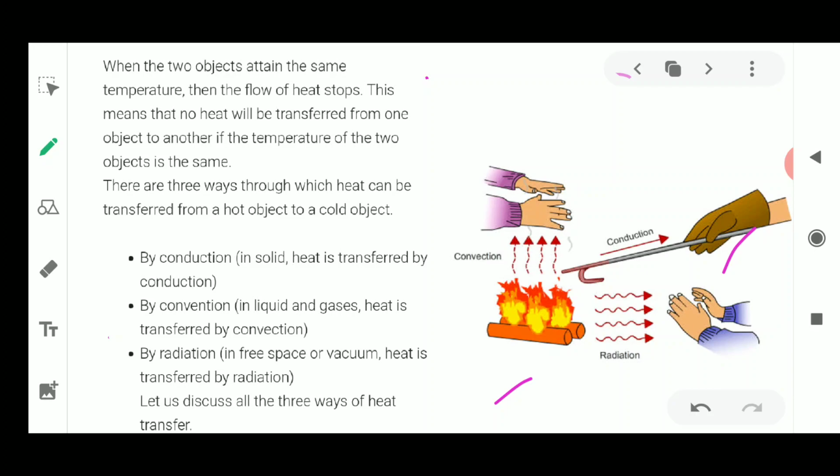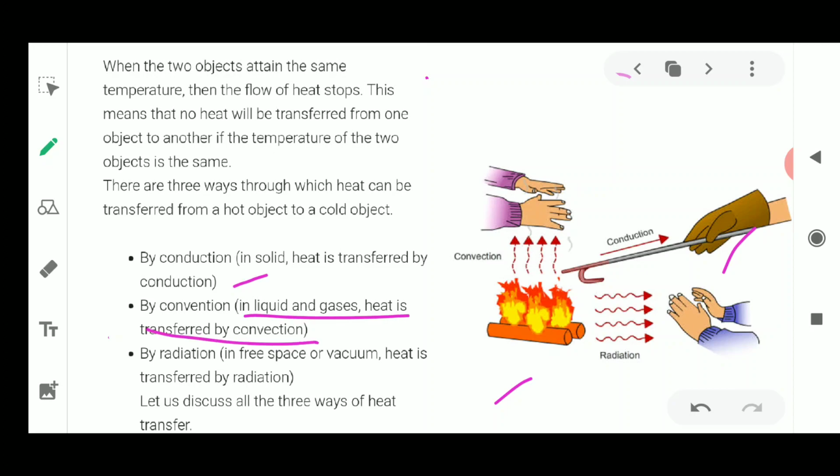So this is how the heat is transferred in solids. That heat transfer in the solid is termed as conduction. Now convection means whenever the heat flows in gases and liquids, that kind of transfer of heat is known as convection.